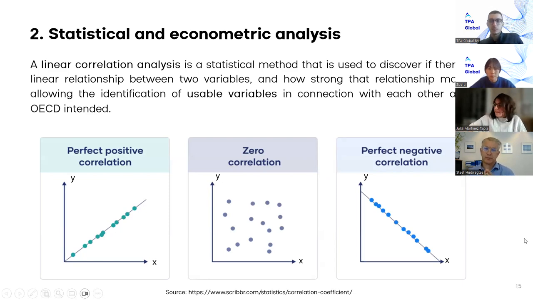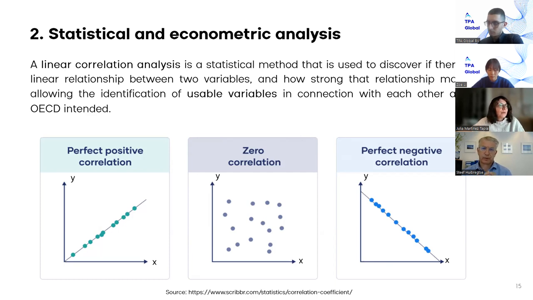So what is a linear relationship? A linear relationship means that two variables are connected in the sense that they tend to move in the same direction. So you got to look at this diagram on the left. That's a positive correlation. That means that when the variable X increases, the variable in the y-axis also increases.